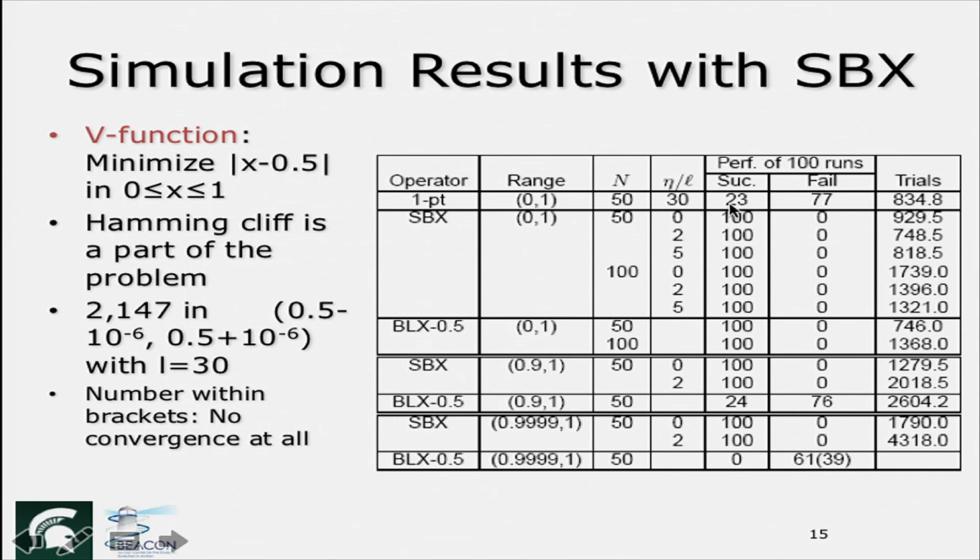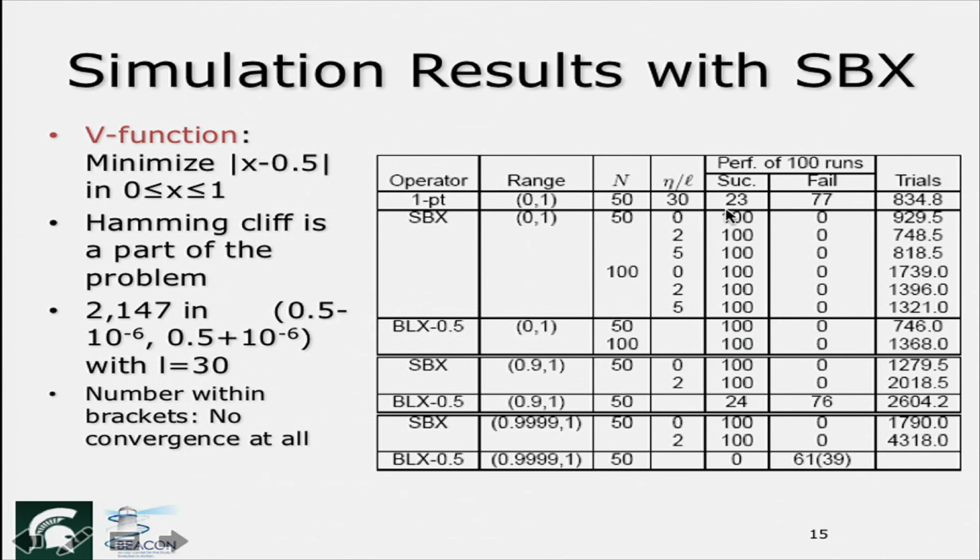Our termination criteria is a little harsh on this. I said that we need to get 1 point between 0.5 plus minus 10 to the power minus 6. So if you get 0.5 plus minus 10 to the power minus 6, we will terminate. We'll say it's a success. Otherwise, we say it's unsuccessful. So for binary coded GA, because of the string representation, 23 out of 100 runs were successful. It couldn't get to that precision, but it came very close, just not to that precision.